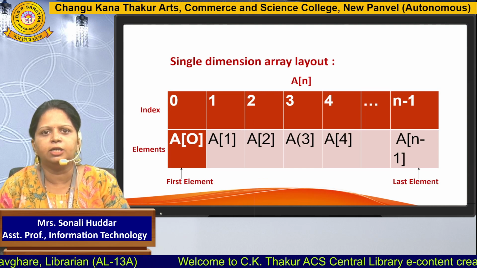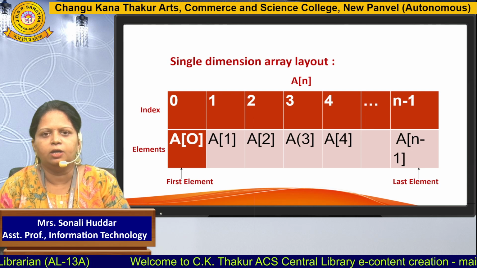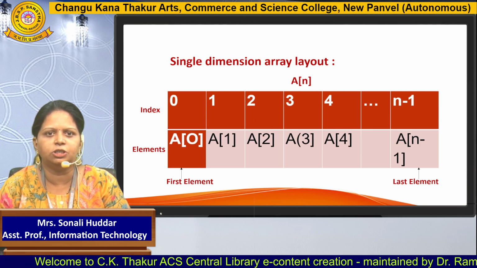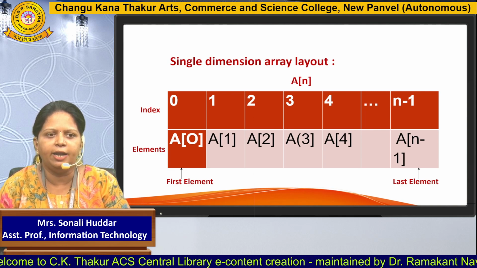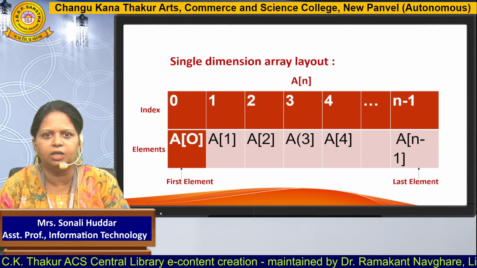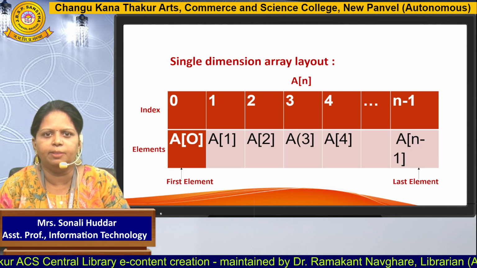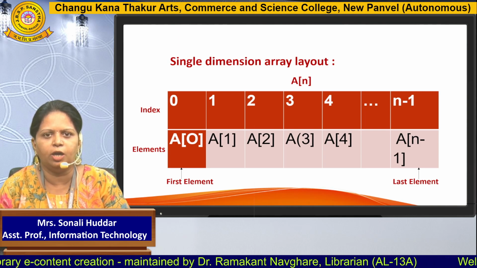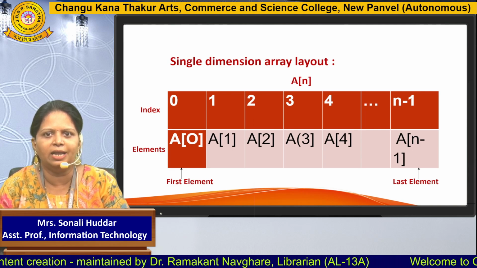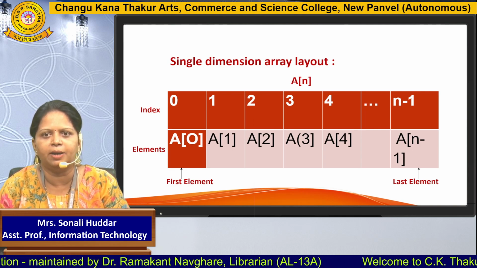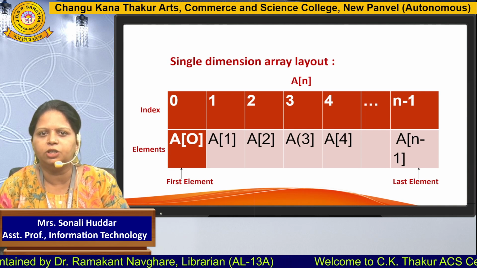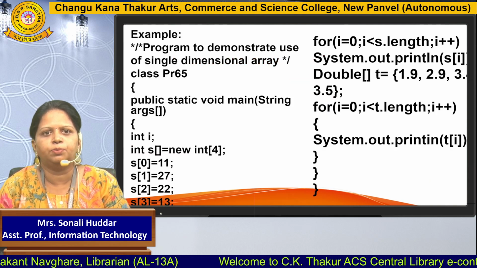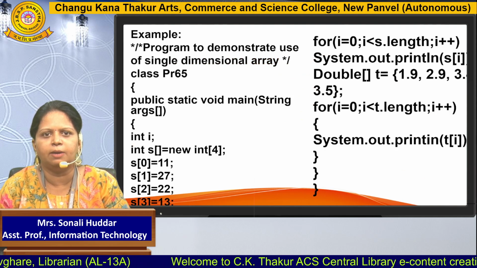Now just consider the single dimensional array layout. Here you have a total of n elements. So the index position starts from 0 and ends at n minus 1. Elements are, suppose A is the array name, A of 0, A of 1, A of 2, like this up to A of n minus 1, which is the last element of this array A. Now just consider one program which demonstrates the use of a single dimensional array.